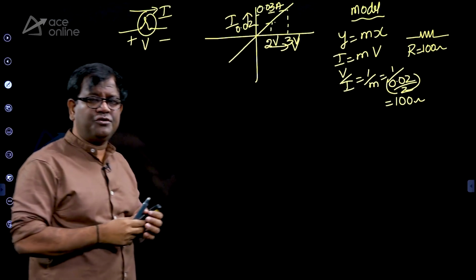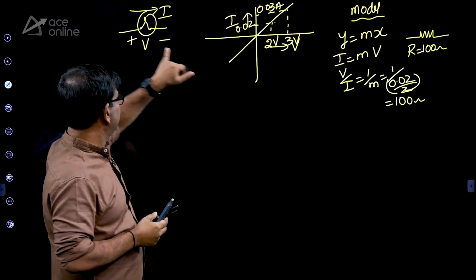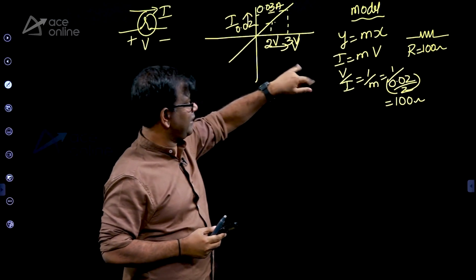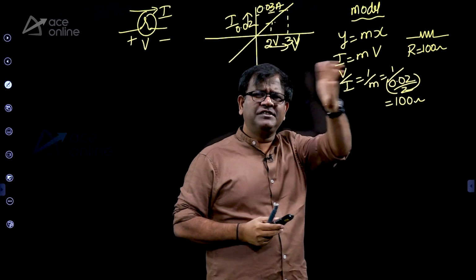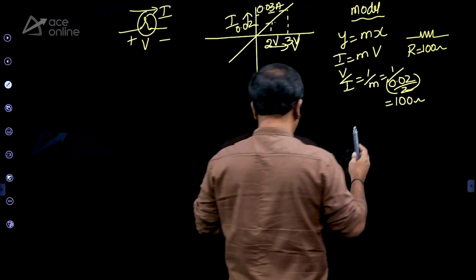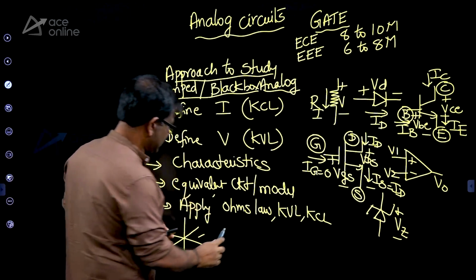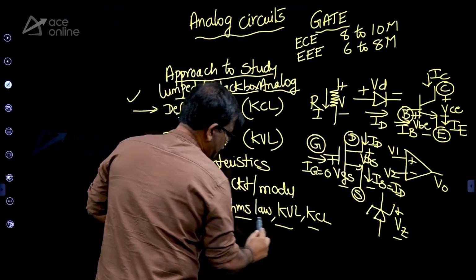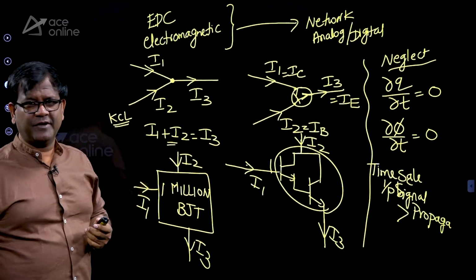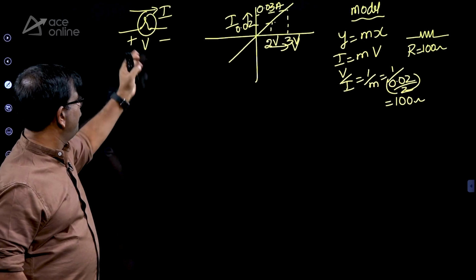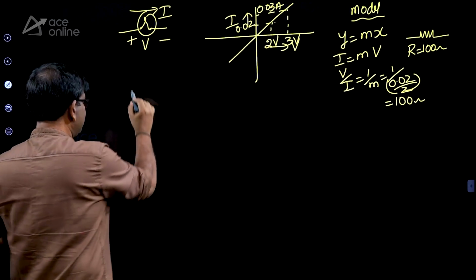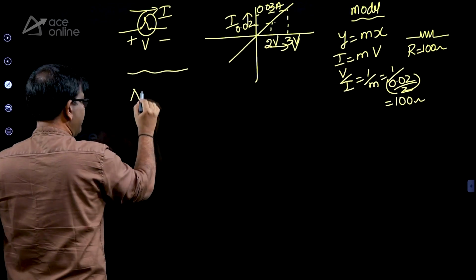The same approach you have to have for diode, right? So the diode characteristics, equivalent model, just apply, and after that you can apply what? KVL, KCL and Ohm's law. The last thing is you apply these laws and solve it, right? So the same approach you have to have for BJT. And what are the things we are neglecting actually? This is very important.